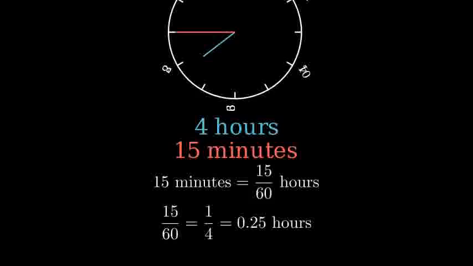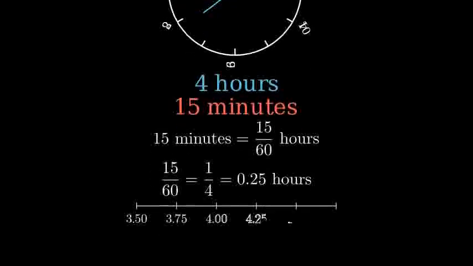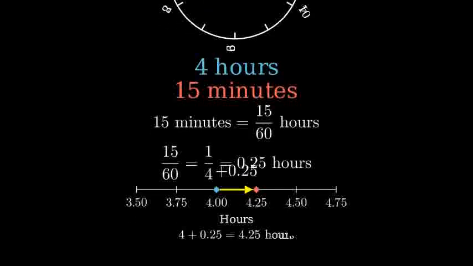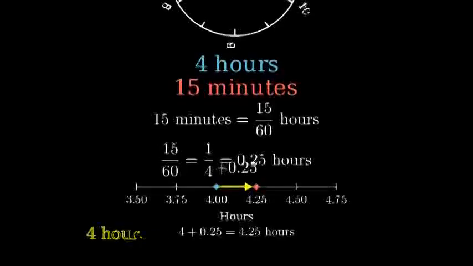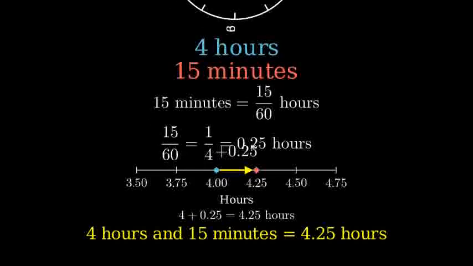Let's visualize this on a number line. We start at 4 hours and add 0.25 hours, which brings us to 4.25 hours. So our final calculation is 4 hours plus 0.25 hours equals 4.25 hours. Therefore, 4 hours and 15 minutes is equal to 4.25 hours in decimal form.